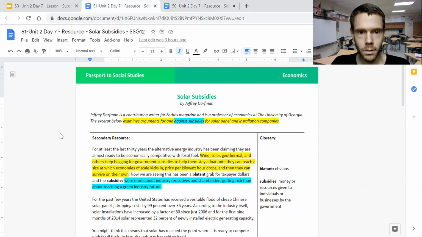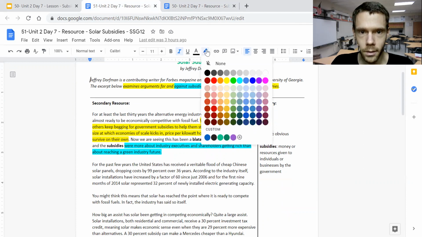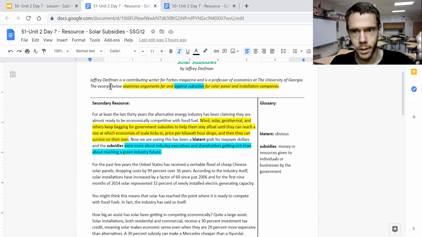Looking at this article on solar subsidies, here is an easy way to help you with your annotations. If you're looking for arguments for the subsidies, use a yellow highlighter. If you're looking for arguments against subsidies, use the light blue highlighter. You can find that by clicking on highlight color and then picking a color of your choice, but make sure you have two different colors so that you can have your arguments for and your arguments against.